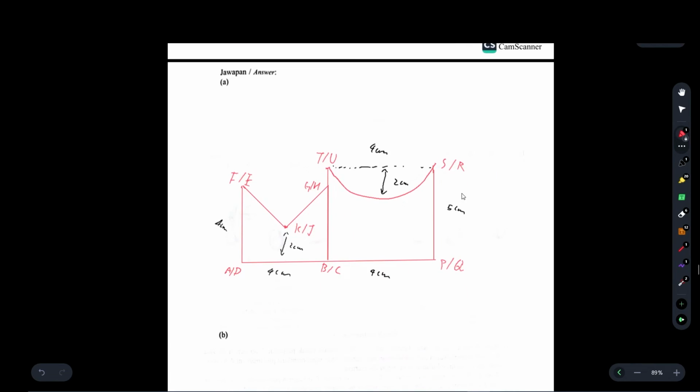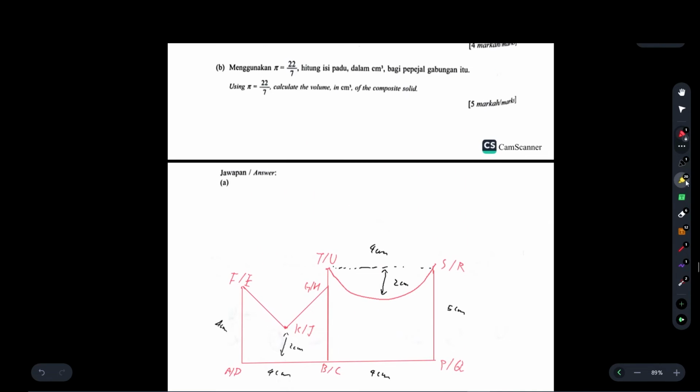Okay, so make sure when you are drawing this, you draw it according to the scale, draw it accurately, so you will get full marks from it. Currently I'm drawing it with my drawing board, so it's not really accurate. So yeah, let's move on.